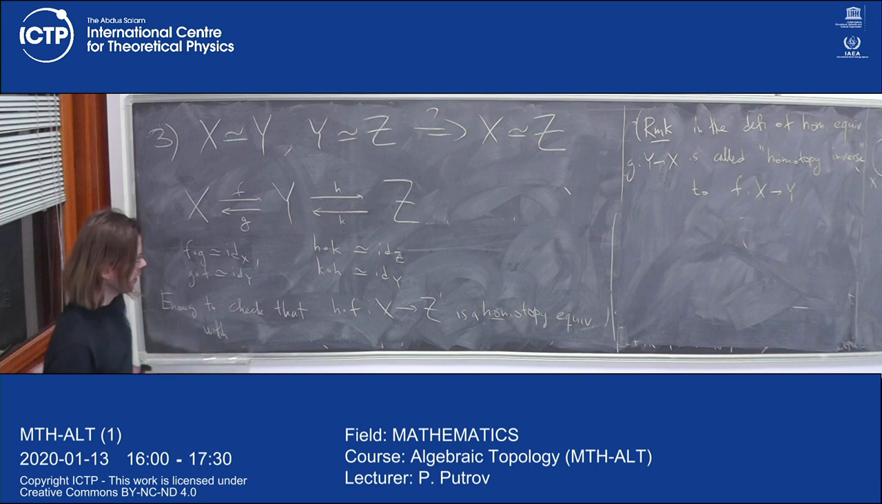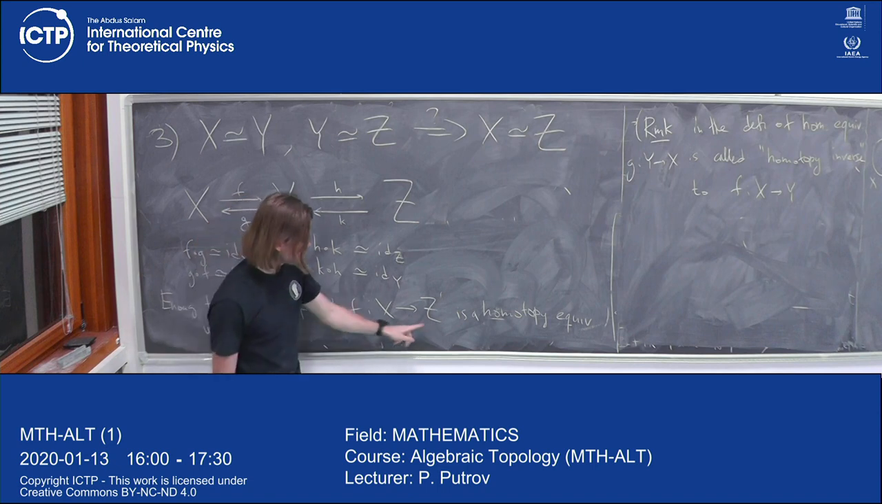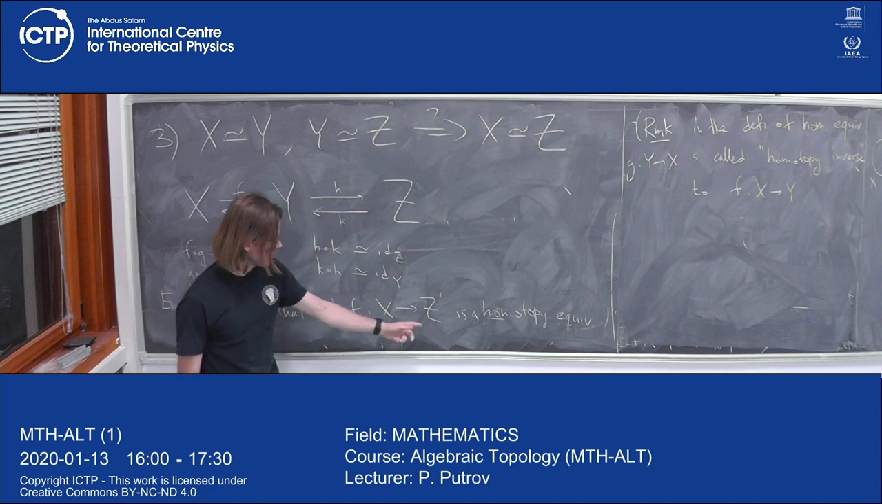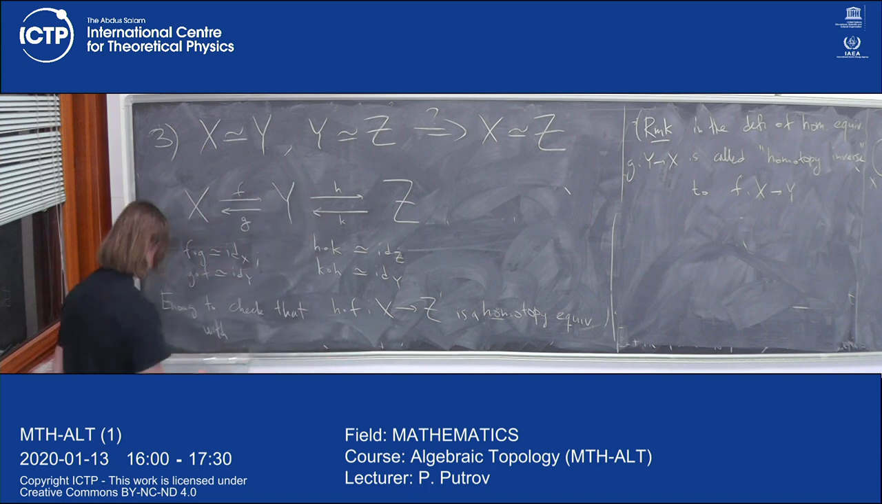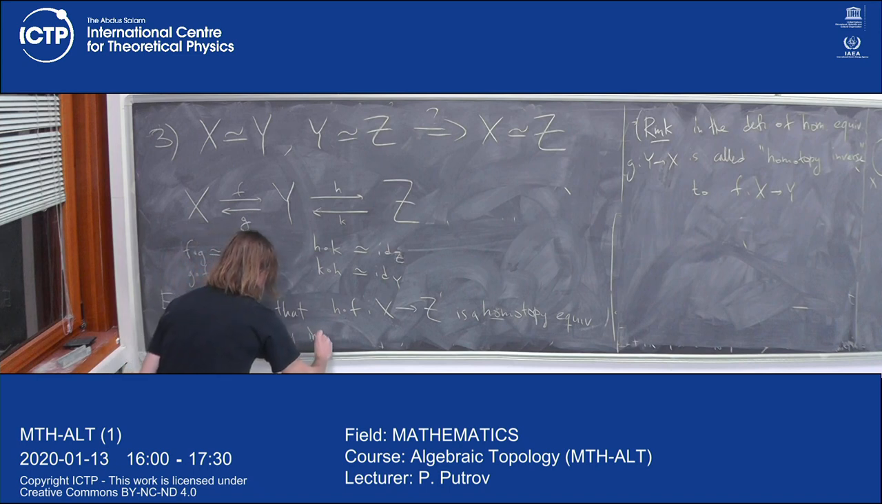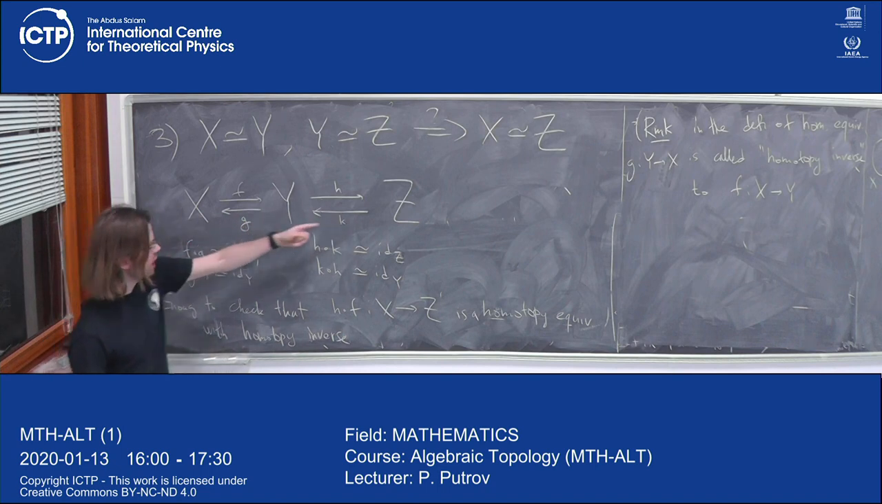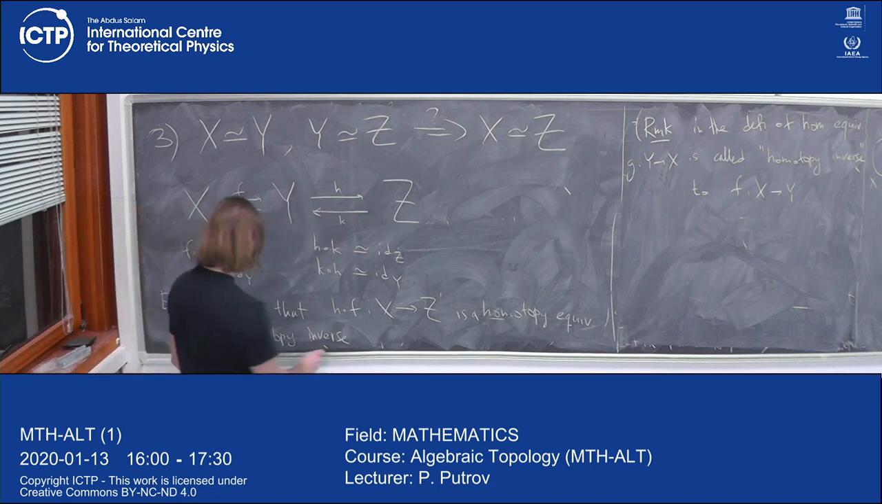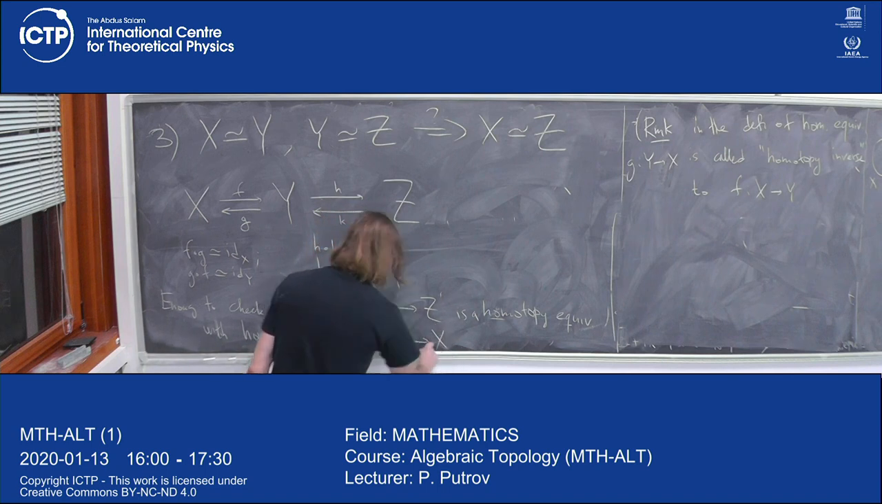So to check that this is a homotopy equivalence, we want to find another function from Z to X, so that the compositions of that other function with this one will be homotopic to identities. And here we also have a natural candidate for this homotopy inverse function. This will be the composition of K and G, which will be a map from Z to X.